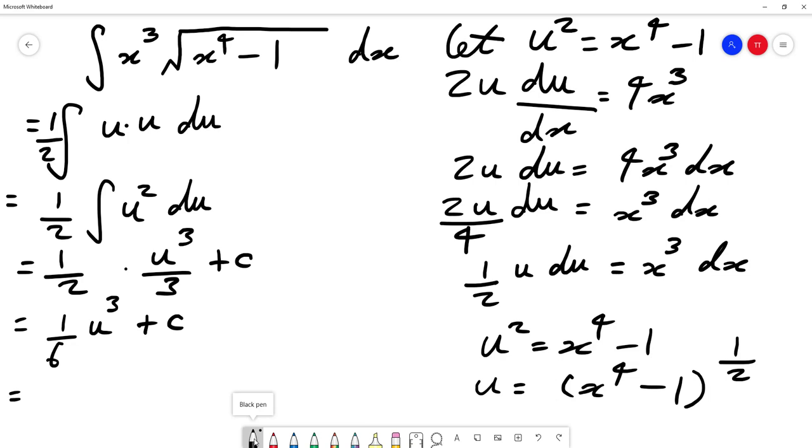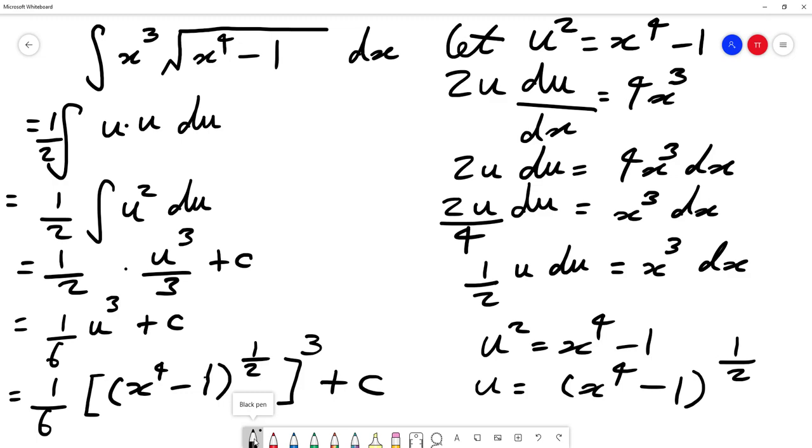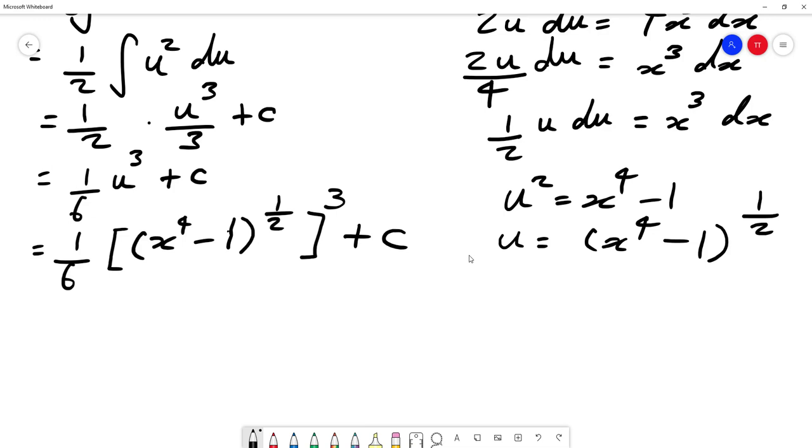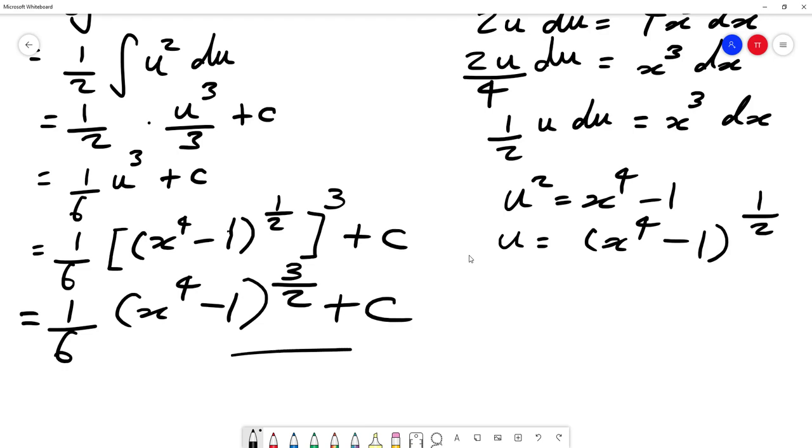So be careful here. Remember that u is x to the power 4 minus 1 raised to the power of a half. That's what u is, but then we're cubing it. So put a power of 3 outside plus c. Then we can simplify that to the following. Using the laws of indices, that's a sixth times the powers. So we get x to the power 4 minus 1 raised to the power of 3 over 2 plus c.